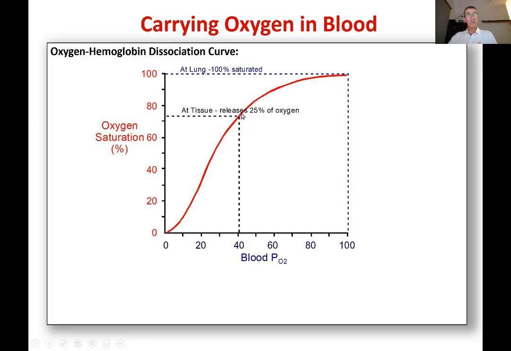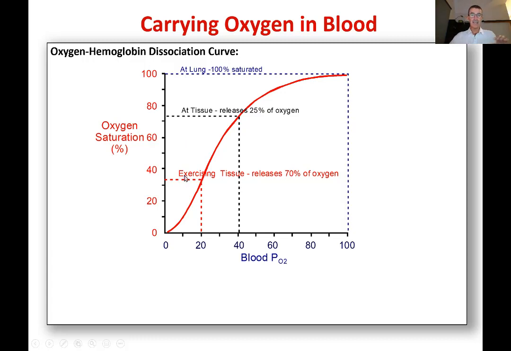If you were exercising, the partial pressure of oxygen might be lower. So in exercising tissue, the partial pressure of oxygen might be as low as 20, might even be a tiny bit lower than that. What that means is that when the blood flows past exercising tissue, there's quite a large reserve to get more oxygen off the hemoglobin molecule.